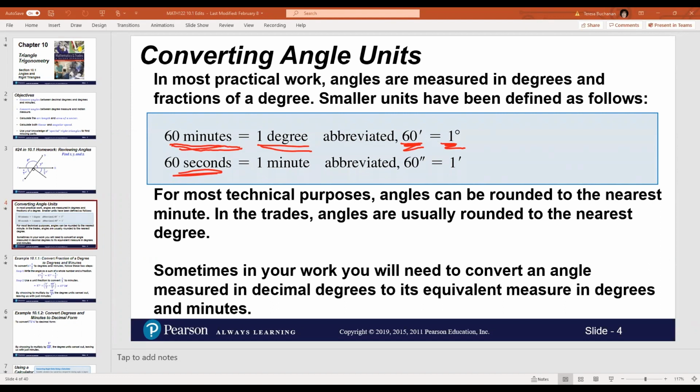In most of your experience, this level of precision is not necessarily going to be something you'll see much of. Sometimes in your work, you'll need to convert an angle that is measured in decimal degrees to its equivalent measure in degrees and minutes. In other words, there may be circumstances that require you to work as far as defining an angle in its minutes. So let's think about how we would do that.